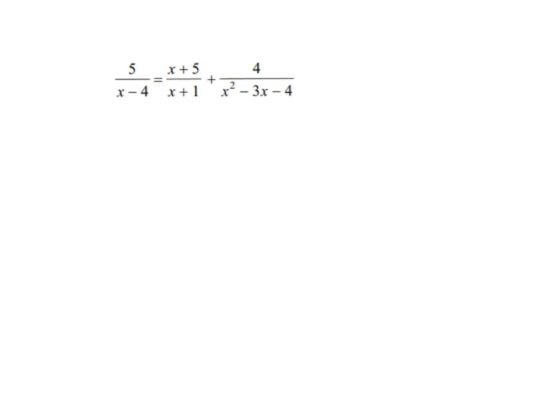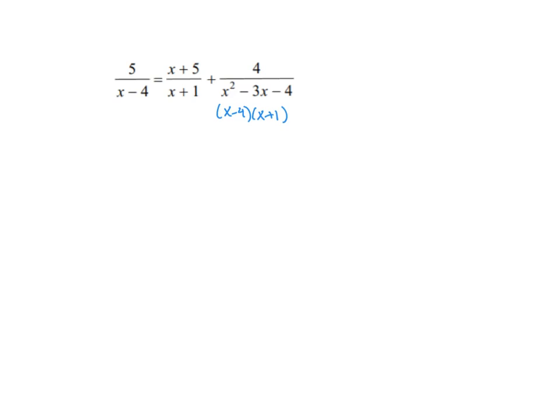For this problem, we're going to work to get a common denominator all the way across. So the first thing I'm going to do is factor this trinomial, and it's going to factor into x minus 4, x plus 1. Now I'm going to look at what parts of my other denominator are the same as this denominator and which parts I need to add.